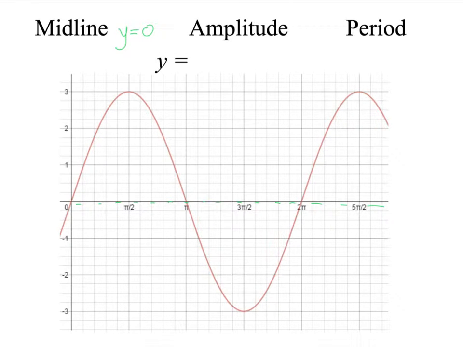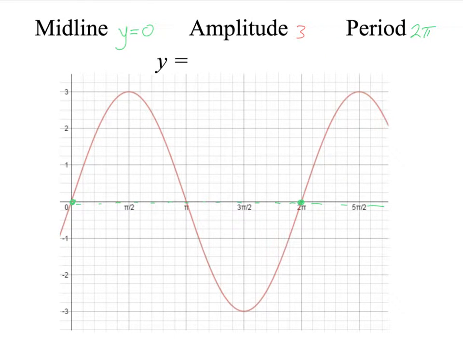Our amplitude is how far up from the midline and how far down we go. Well, if you look, we're going up 3 and down 3. So our amplitude is 3. And our period, where period is one cycle. So if we started right here, one cycle ends right there, because you can see it goes up and down and then it starts repeating itself. So that cycle is 2 pi length. So our period is one cycle, which is 2 pi.